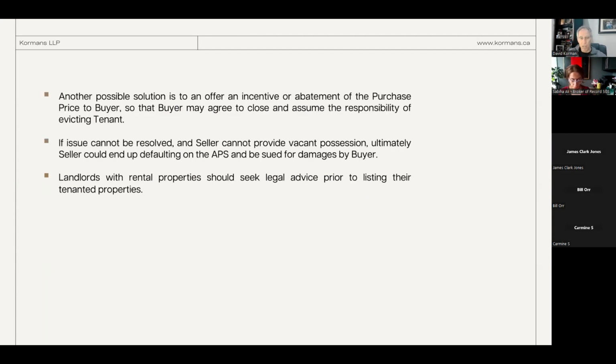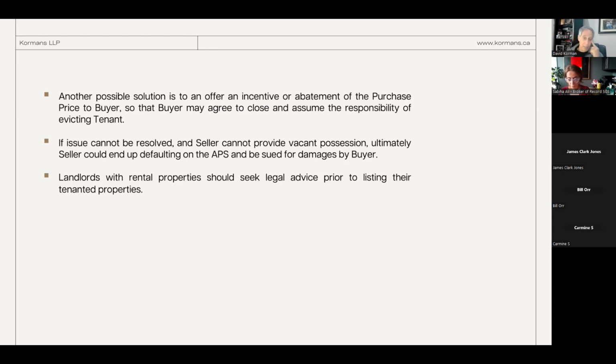Now, another possible solution is to offer an incentive or an abatement of the purchase price to the buyer. The buyer will close on time and then assume the responsibility of evicting the tenant. In certain fact scenarios, that might be a good option for the parties to consider.